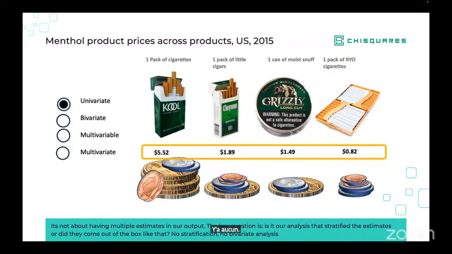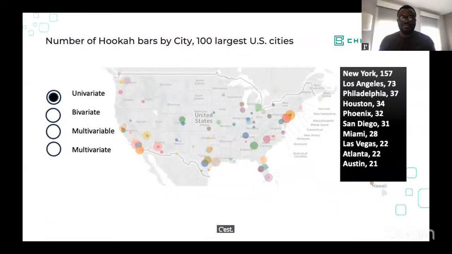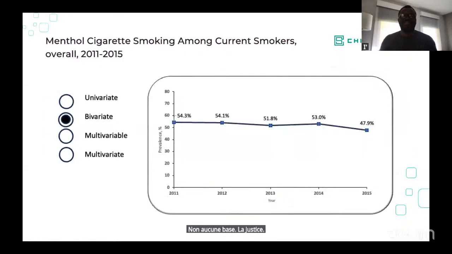Okay. Jeremiah. Yeah, it's univariate because it's all focusing on prices. Okay. All right. So it's just focusing on prices. Our analysis is not stratifying prices by tobacco products. That's just how the data were captured, and we're just presenting the data that way, right? So that's what makes it univariate. The same thing here. This is just looking at the number of hookah bars by city, in the 100 largest US cities. That is still univariate.